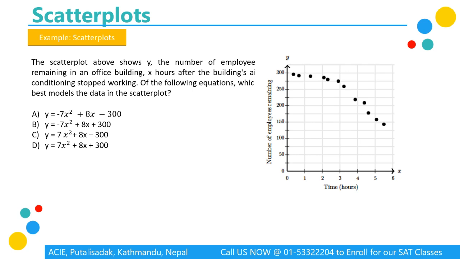Now the first question given: the scatterplot above shows y, the number of employees remaining in an office building, x hours after the building's air conditioning stopped working.